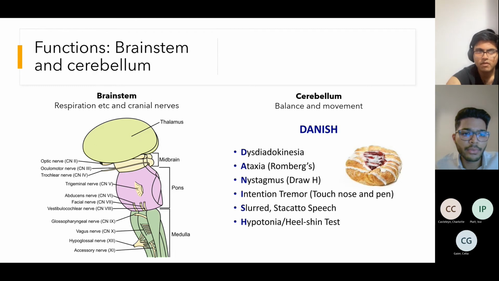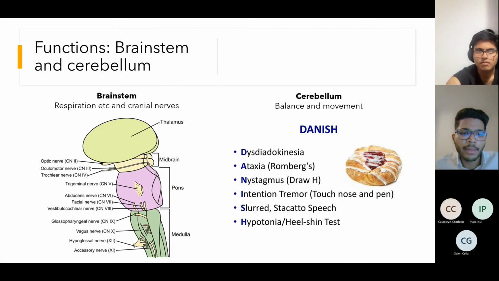So 1, 2, 3, and 4. In the pons, you've got the next 4 cranial nerves, and in the medulla, you've got the next 4 cranial nerves. And then the cerebellum is important for balance and movement. And you might have come across this previously, you might not have. But if you have any damage to the cerebellum, then you get these symptoms. So you can remember it by Danish.